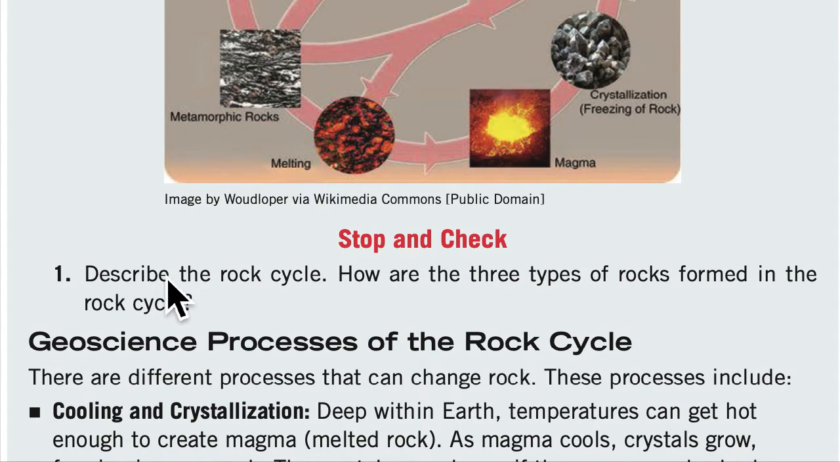Stop and check. Describe the rock cycle. How are the three types of rocks formed in the rock cycle?